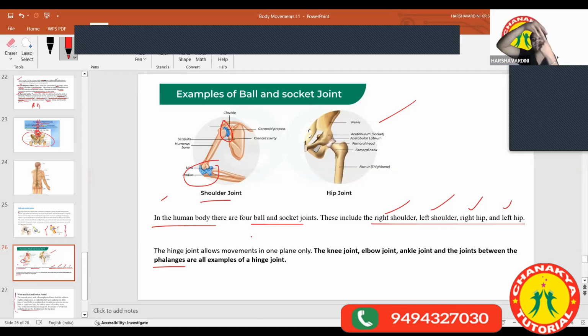You have 3 phalanx connected by 2 joints here, right? Take one finger. You have 2 joints in the finger. The 3 parts are there. The 3 parts are connected by 2 joints, right? Correct. That is phalanges.